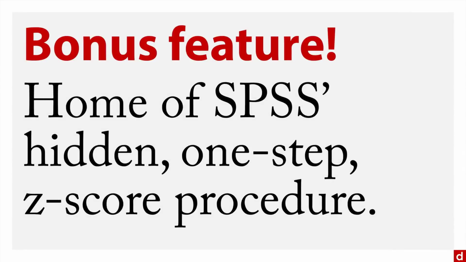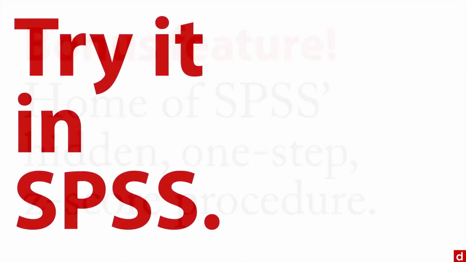Also, we have a bonus feature here in descriptives. Descriptives is the home of SPSS's top secret hidden one-step z-score procedure. I've seen people knock themselves out trying to get z-scores by getting standard deviations and means. You don't have to do any of that. You click one button and you're done. But let's try it in SPSS and I'll show you how it works.